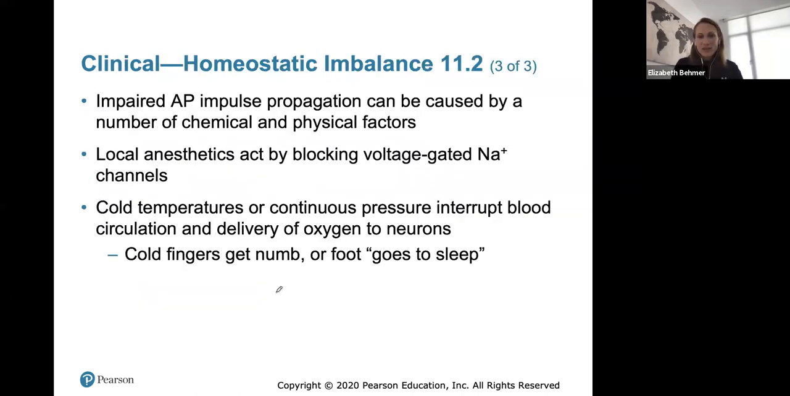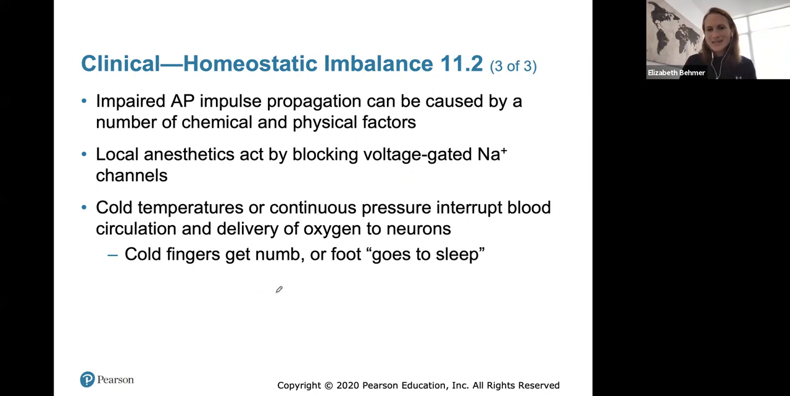Impaired action potential propagation can be caused by a number of chemical and physical factors. Cold temperature or continuous pressure can also interrupt blood circulation and delivery of oxygen to your neurons. This is the idea that your cold fingers get numb, or your foot goes to sleep and you feel that prickling sensation.